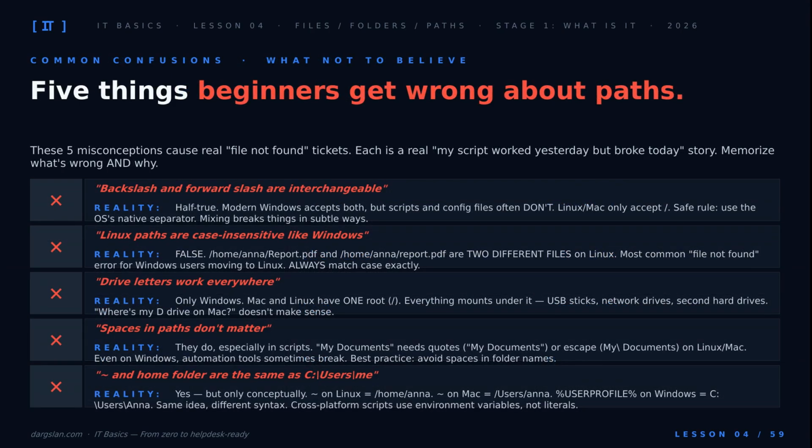Now, with that vocabulary in hand, let's clear up the 5 myths that send beginners down rabbit holes. Slashes aren't always interchangeable. Scripts care even if Windows Explorer doesn't. Linux is case sensitive, so report.pdf and Report.pdf are two completely different files. Drive letters are a Windows-only thing. Mac and Linux have one root, and everything else hangs off it. Spaces in folder names will bite you in scripts, so quote them or avoid them. And the tilde shortcut for home? Same idea everywhere, but the actual path underneath changes by OS. Knowing what's wrong is half the battle.